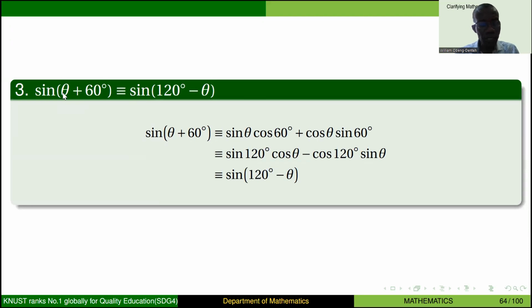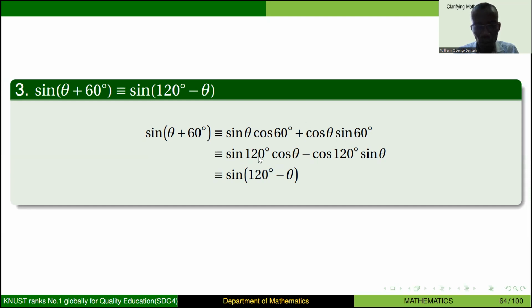Now we want to express sine theta plus 60 degrees in terms of sine 120 degrees minus theta. So we use the compound angle, so sine theta cos 60 degrees and then cos theta sine 60 degrees. Now, when we come here, we can look at all these expressions that we have over here. Now, the cos 60, that is sine 60, we can write it as sine 120 times our cos, and so that's what we have over here.